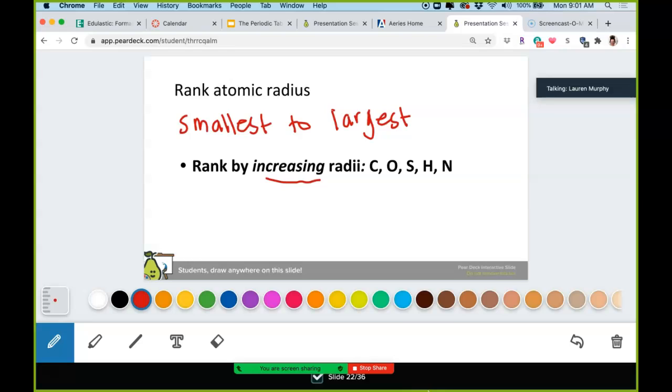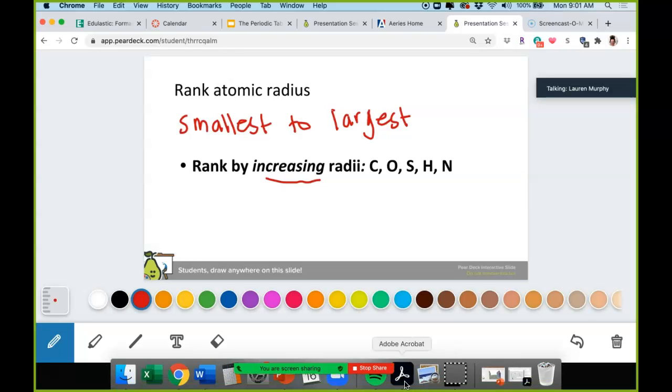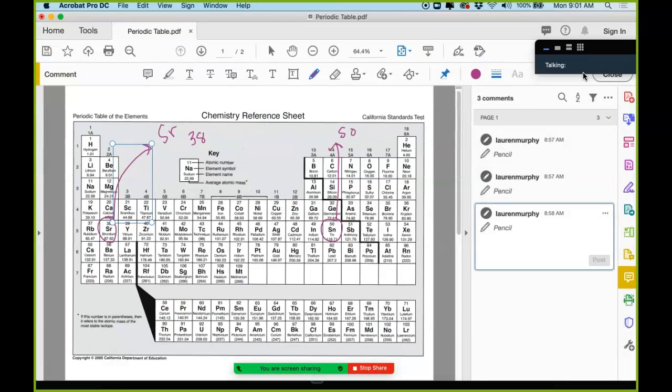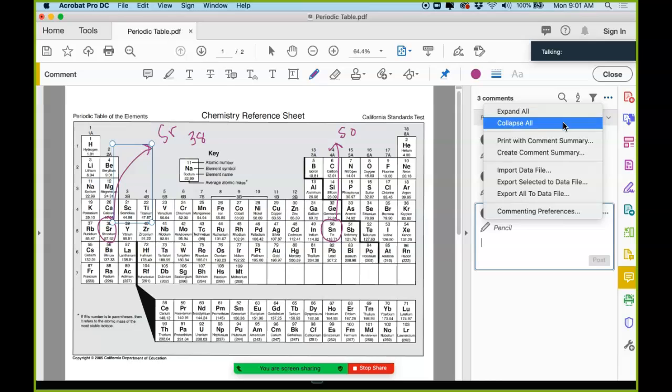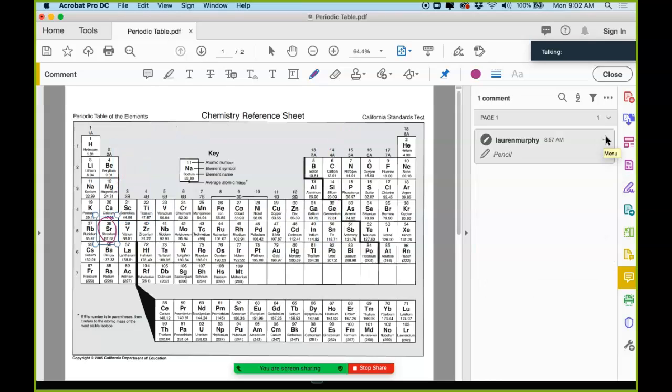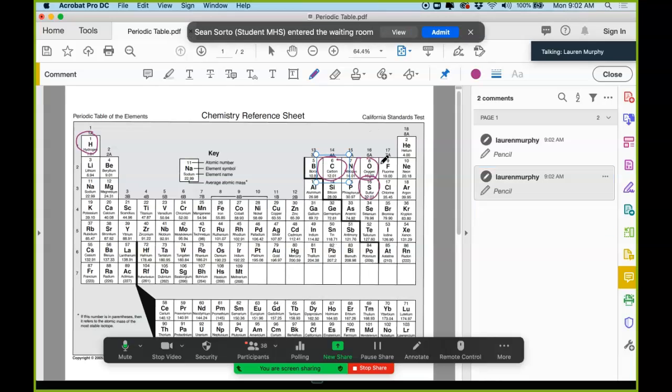So you go on your periodic table. So carbon, oxygen, sulfur, hydrogen, nitrogen. So hydrogen, oops, carbon, oxygen, sulfur. Who was the other one? Was it nitrogen?